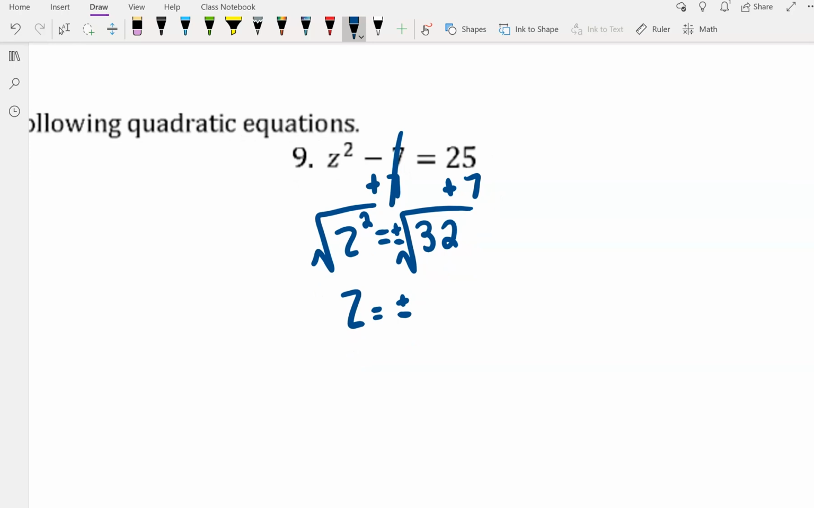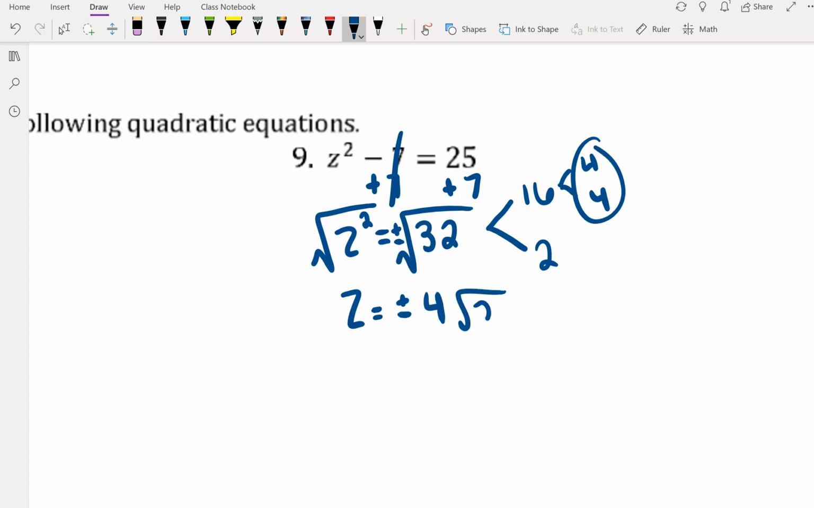Then you need to reduce root 32. The biggest perfect square that goes into 32 is 16. It's the same as 16 times 2. This breaks into 4 and 4. 4 comes out, 2 stays in. If you don't have all your perfect squares memorized or you didn't know that 16 goes into 32, that's okay. You could break it down a different way. But that is your answer.